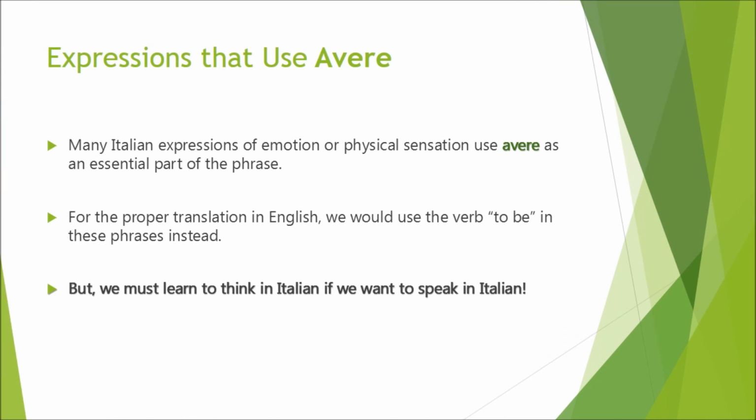Many Italian expressions of emotion or physical sensation use avere as an essential part of the phrase. For the proper translation in English, we would use the verb to be in these phrases instead. But we must learn to think in Italian if we want to speak in Italian.